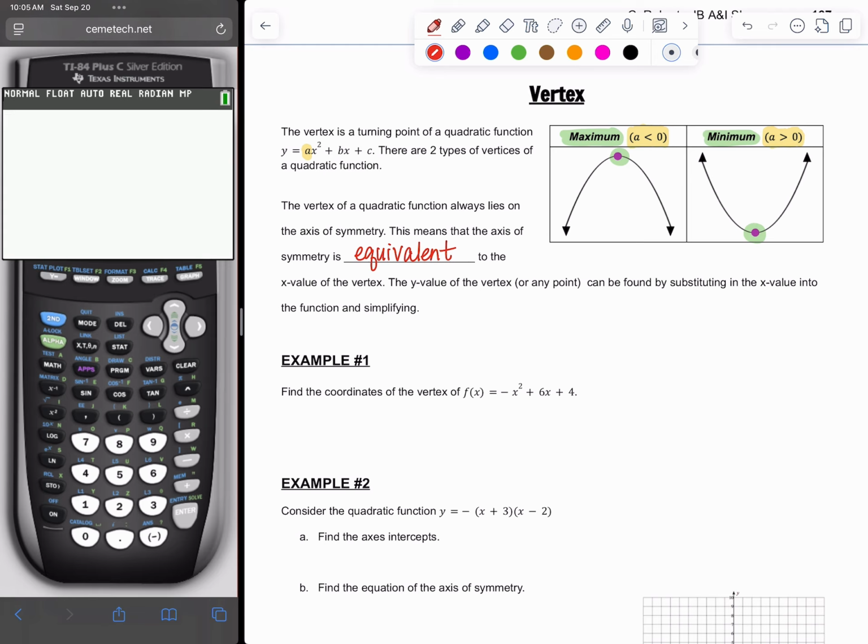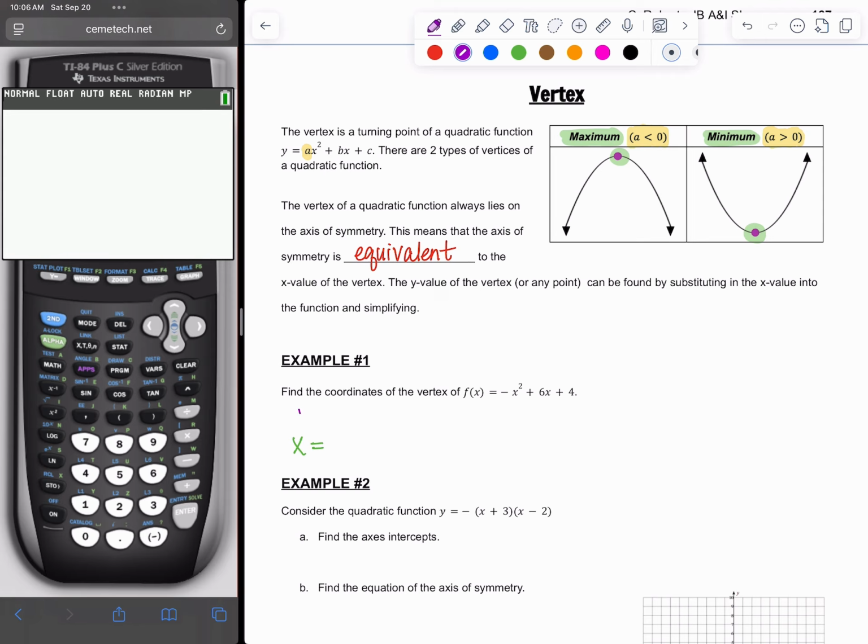So let's look at this first example. Find the coordinates of the vertex of f of x is equal to negative x squared plus 6x plus 4. I know that the x value of the vertex is equivalent to the axis of symmetry. So that means I can find x is equal to negative b, which will be 6. And let me label the a, b, and c's.